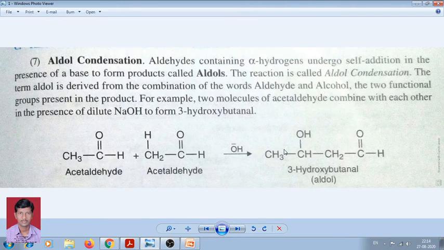Then what is the aldol condensation reaction? The condensation of aldehyde molecules containing alpha hydrogen atoms in the presence of base gives aldol as a product. Aldol means beta-hydroxy aldehyde or ketone as a product. This reaction is called the aldol condensation reaction.